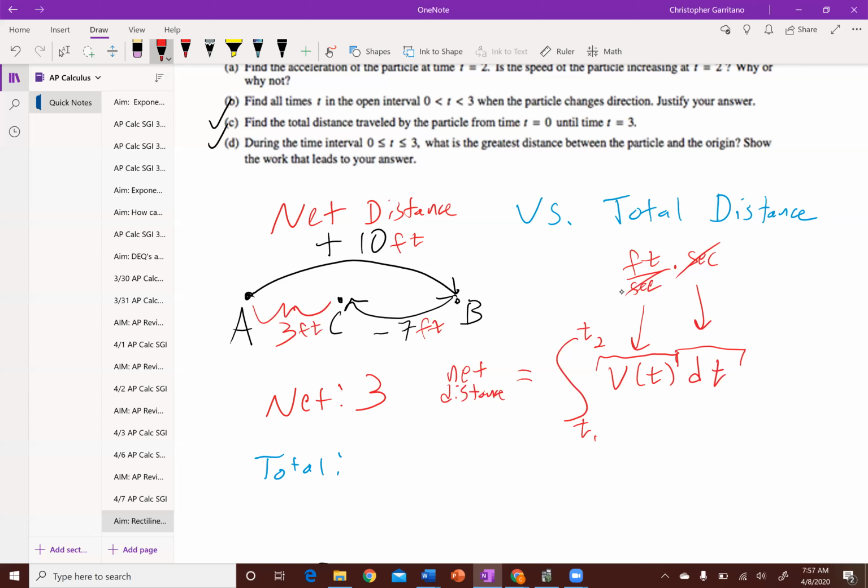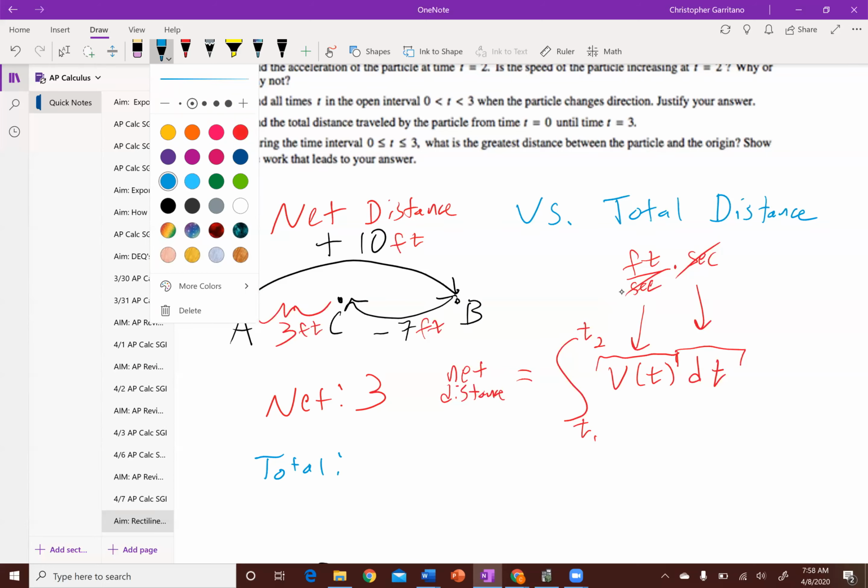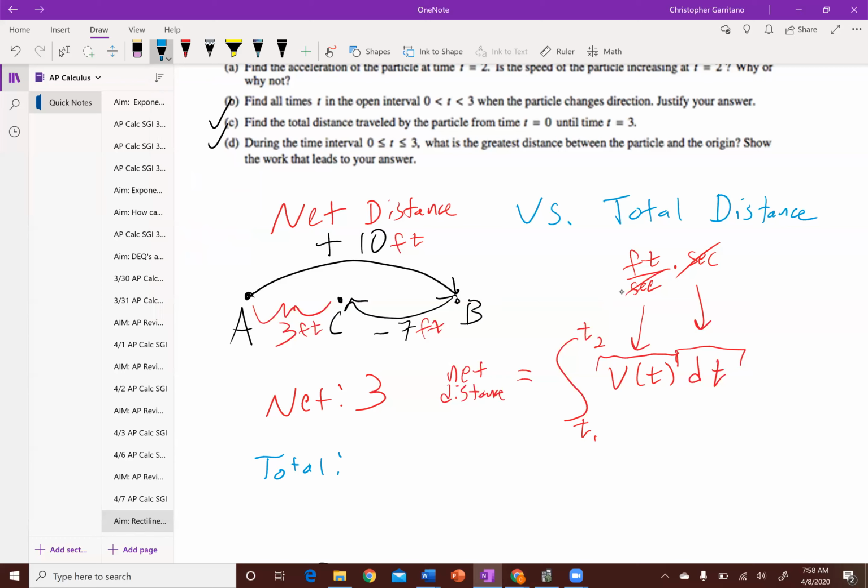We add up all of those velocities with respect to time to ultimately get our net distance. Okay, total distance, similar, but we actually don't pay attention to the sign of the velocity. So I know that in order to get from point A to point C, the amount of effort was a lot more than just traveling 3 feet. I first had to travel 10 feet, and I overshot my endpoint a little bit, so I had to travel back another 7 feet. So my total distance traveled in this case would be 17 feet.